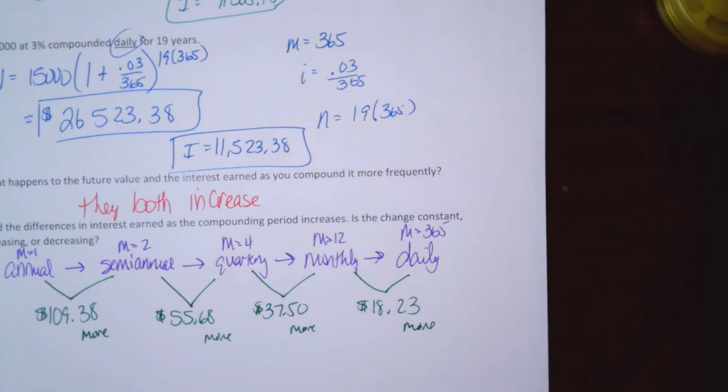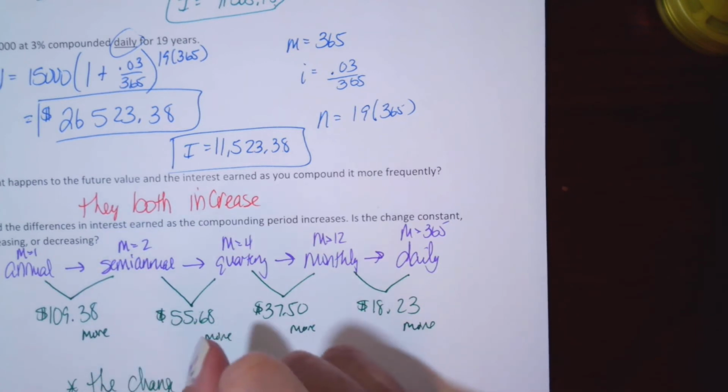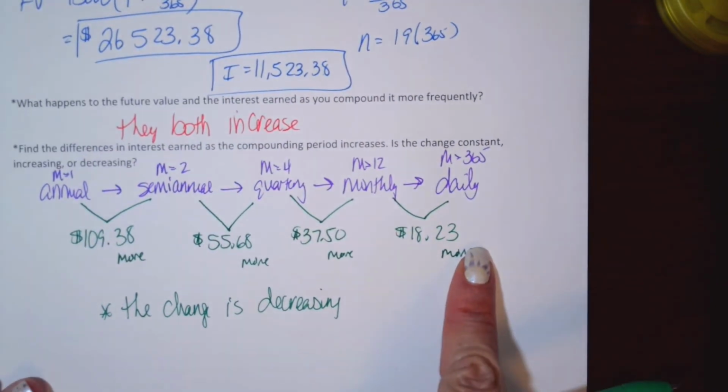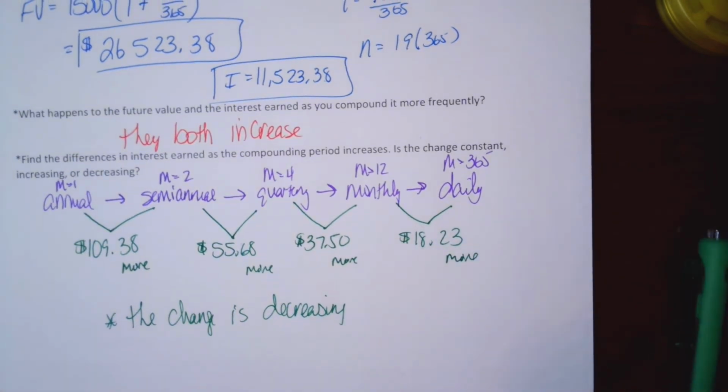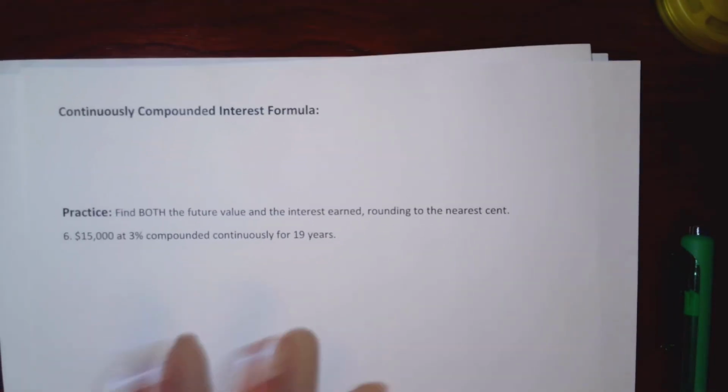So that difference is not constant. The change is decreasing. So this value is decreasing. I'm still getting more as my compounding period increased, but it's not a linear increase. The amount more that I'm getting is not quite as significant. Does that make sense? This is where I hate it that you aren't here to ask me questions in real time. All right, our next page goes to continuous interest.